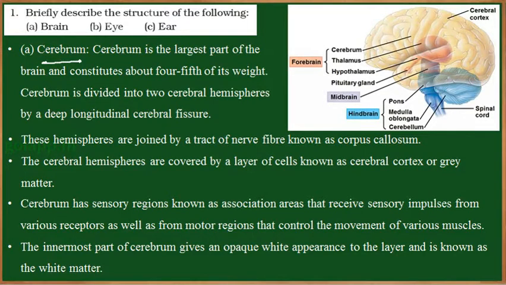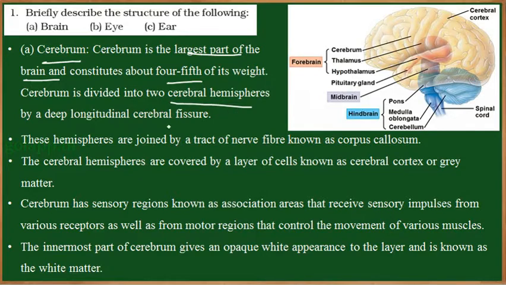The first one, cerebrum. The cerebrum is the largest part of the brain, and overall it occupies 4/5th of the total weight of the brain. This cerebrum is divided into two regions. They are called cerebral hemispheres, the right cerebral hemisphere and the left cerebral hemisphere.